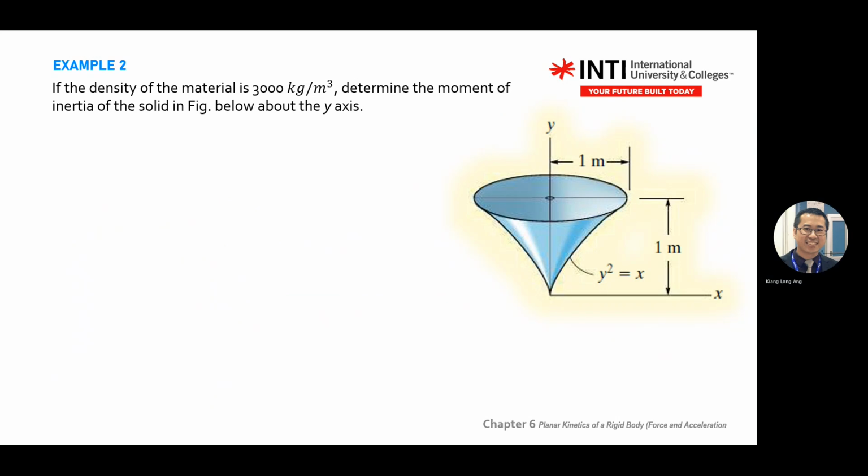Now, second example. You have this shape, and the curve y squared equals x. And you have a circle base with 1 meter radius, 1 meter height. Density is given as 3,000 kilograms per meter cubed. Determine the moment of inertia of the solid about the y-axis. So how do you get this one?